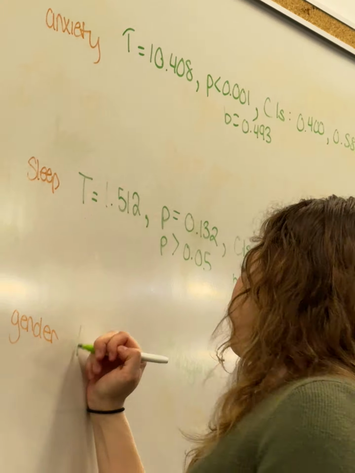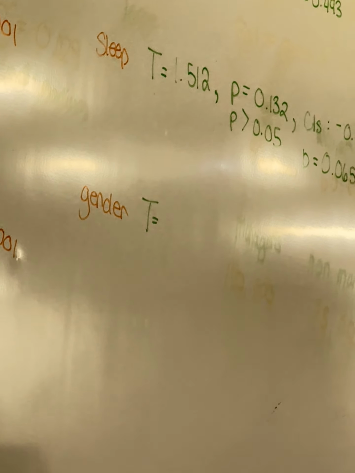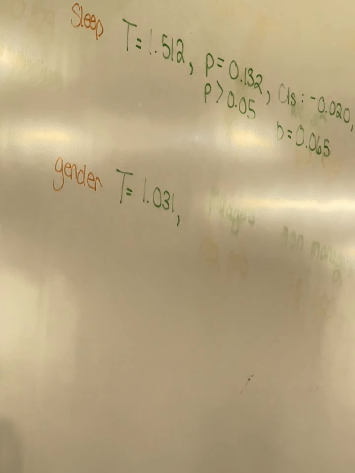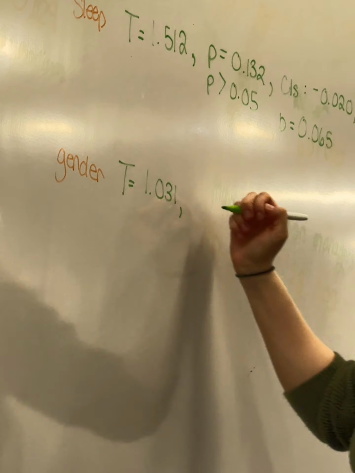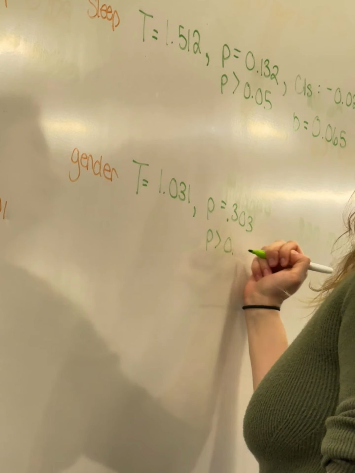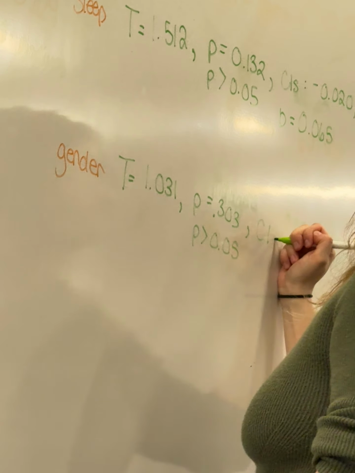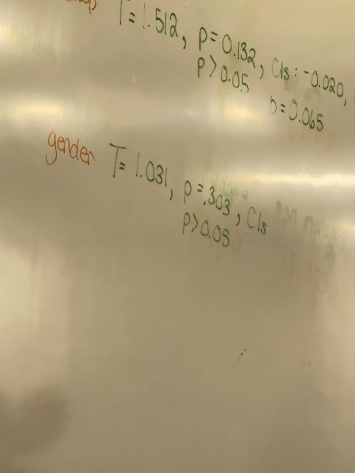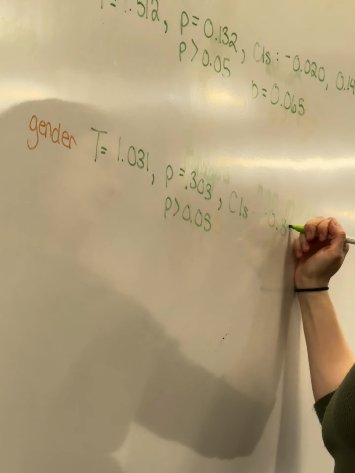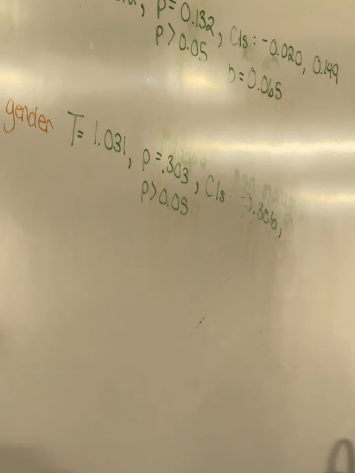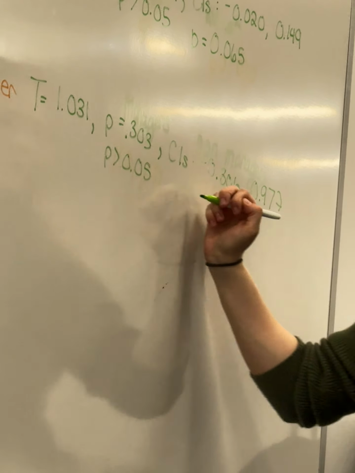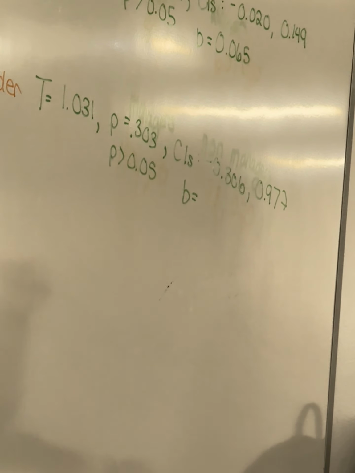And then the last one, gender. You have a T value of 1.031. You have a P value of 0.303. Same thing, you can do P equals 0.303 or P is greater than 0.05. You have your CIs, negative 0.306 and 0.977. Oh my God, my marker is dying. And then a beta value of 0.336.